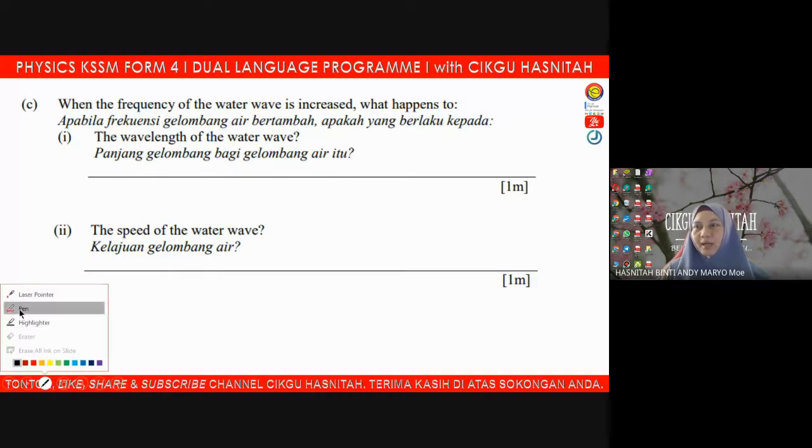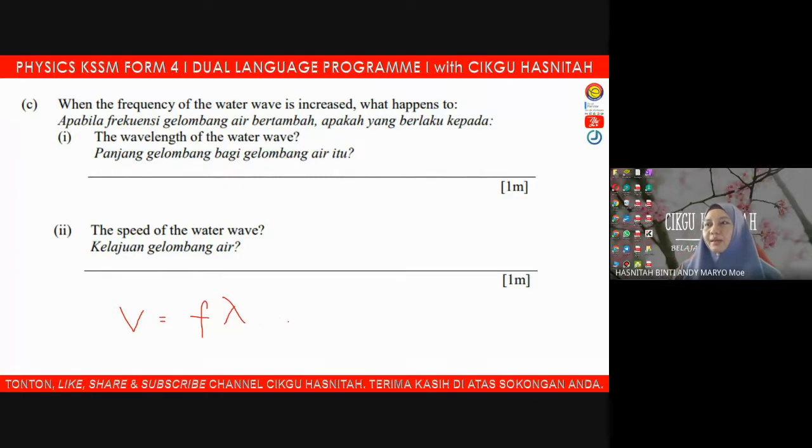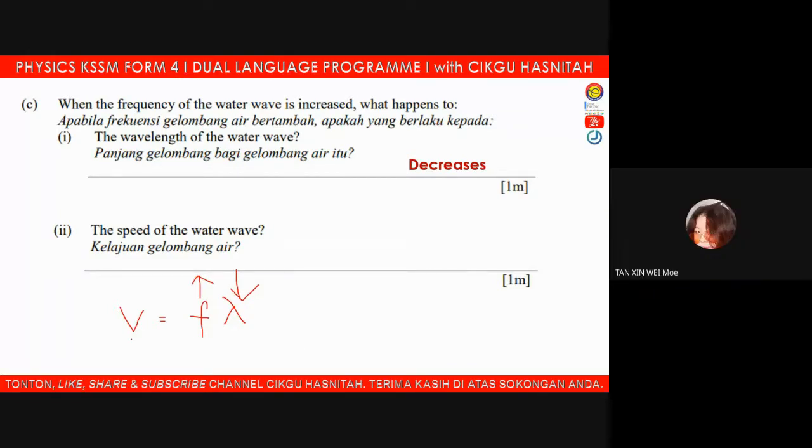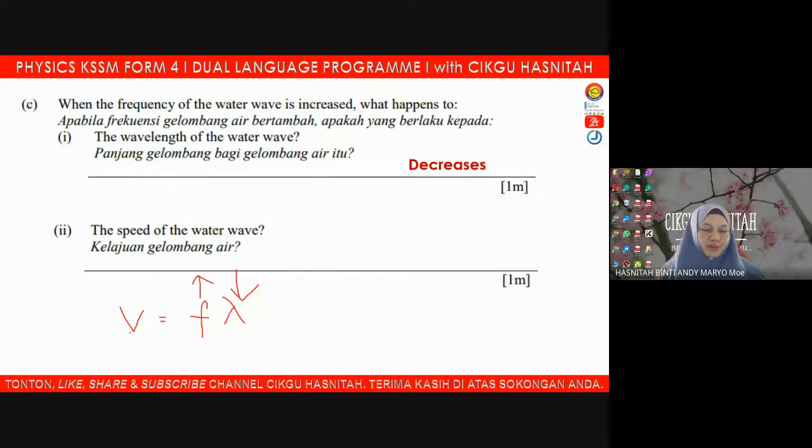From our formula, remember v equals f lambda. When f increases, what happens to the wavelength? The wavelength decreases. And then what happens to the speed? Any changes? Speed of wave. Increase, Sinway says increase. What about the rest? What do you say?